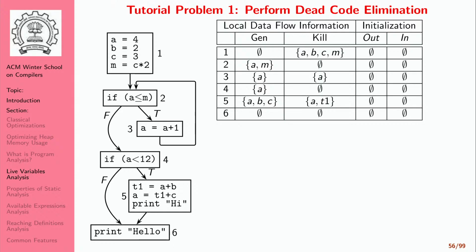So those of you who have finished, think of what would happen if we were to go in the order 1, 2, 3, 4, 5, 6 instead of 6, 5, 4, 3, 2, 1. Please think about it.